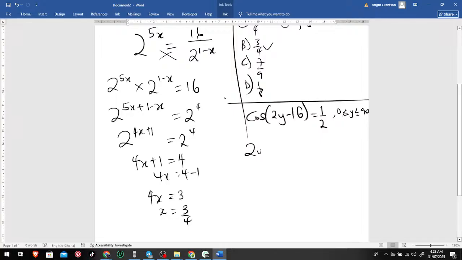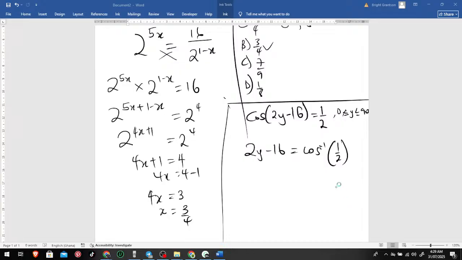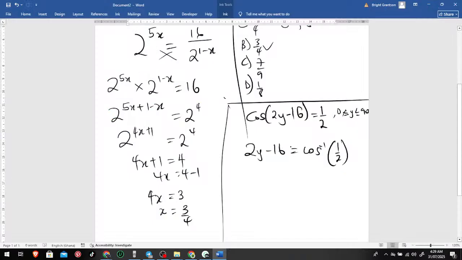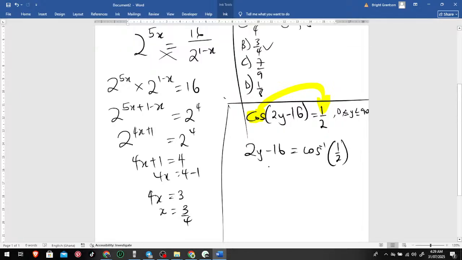So 2y minus 16 equals cos inverse of half. Right? Because we want to make y the subject. So we move the cos across to the other side, and it becomes cos inverse. Is that okay? Yes. Okay. So what is cos inverse of half?